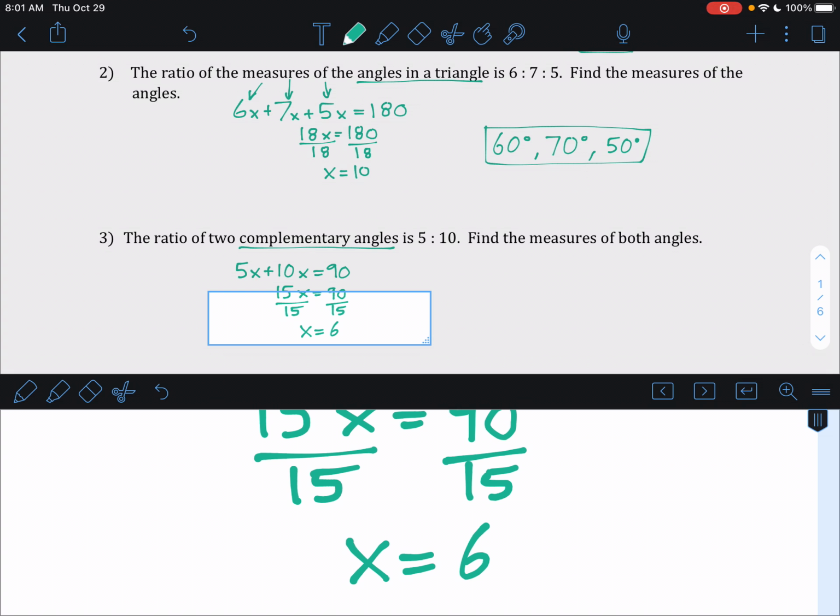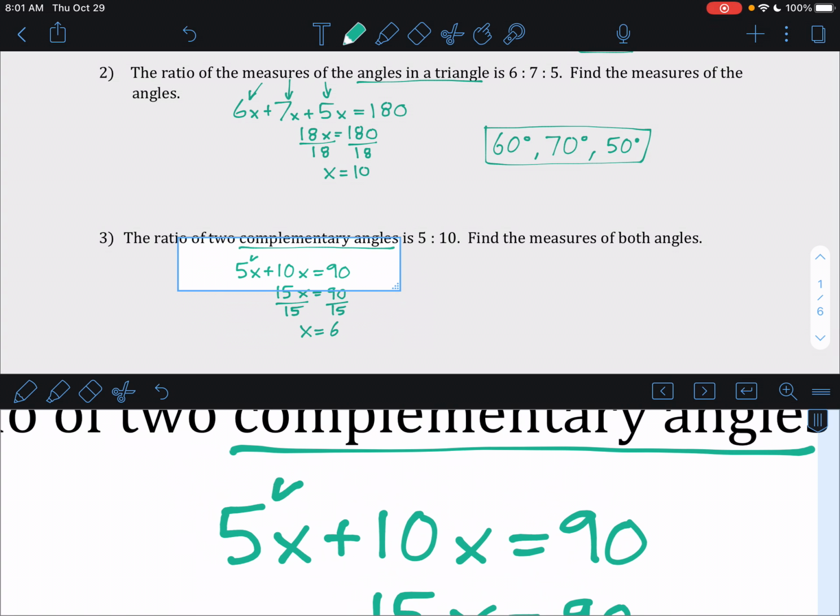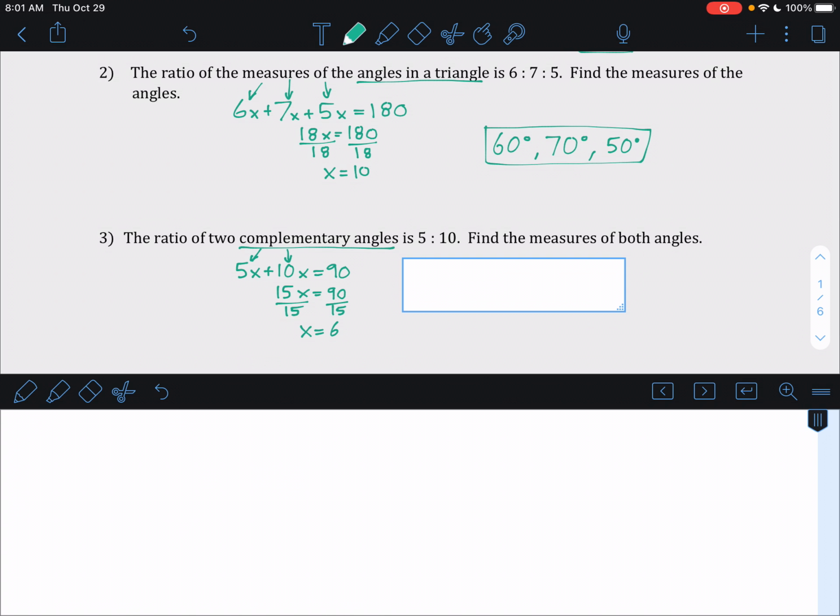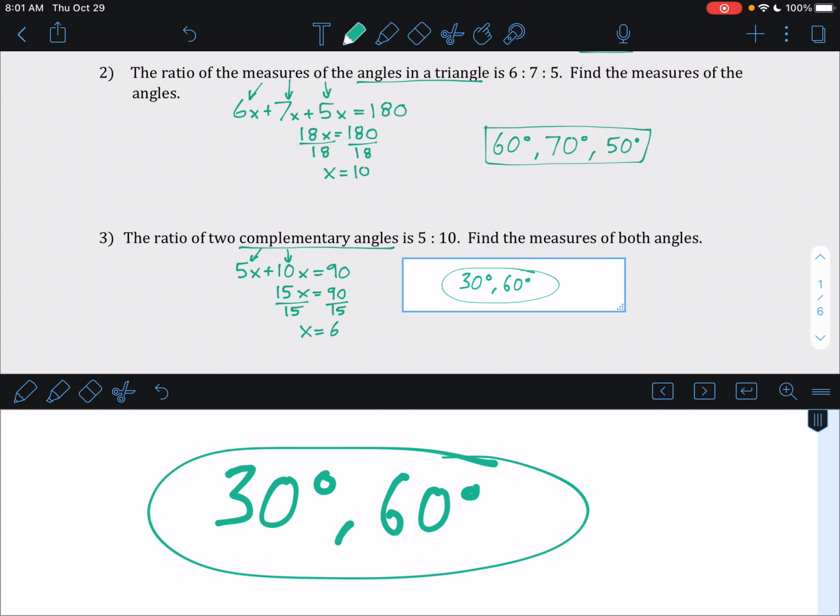But it said find the measures of both angles. So my two angles are going to be this 5x and this 10x. So 5 times x, or 5 times 6, is going to give me 30 degrees. And 10 times x, or 10 times 6, is going to give me 60 degrees. And those are my answers, 30 degrees and 60 degrees. And those are complementary angles because 30 plus 60 is 90.